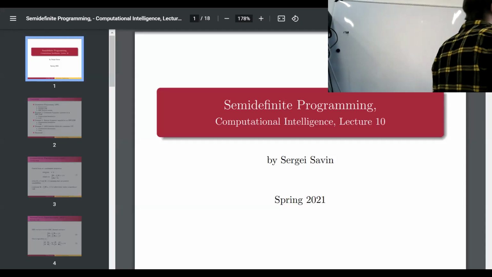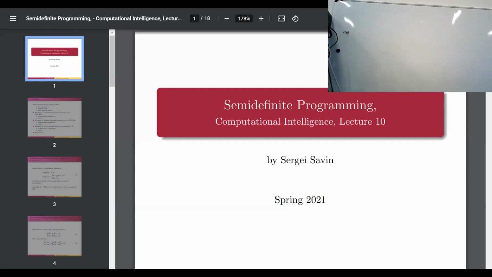All right. So today we're going to discuss the last major pure convex optimization topic that we are going to study. It is semi-definite programming. Semi-definite programming is not the last in the pyramid, but it is quite on the top.